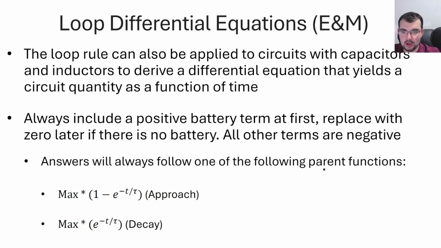Now for differential equations, in this class, there's really two diffie Qs you have to do. If it's a circuit, it is 100% Kirchhoff's loop rule. So if you see a circuit and a diffie Q that says derive blank as a function of time, you have to do the loop rule. Now you do know all functions are either going to be an exponential approach, so they rise and flatten out, or an exponential decay, where they start at some initial value and decrease.